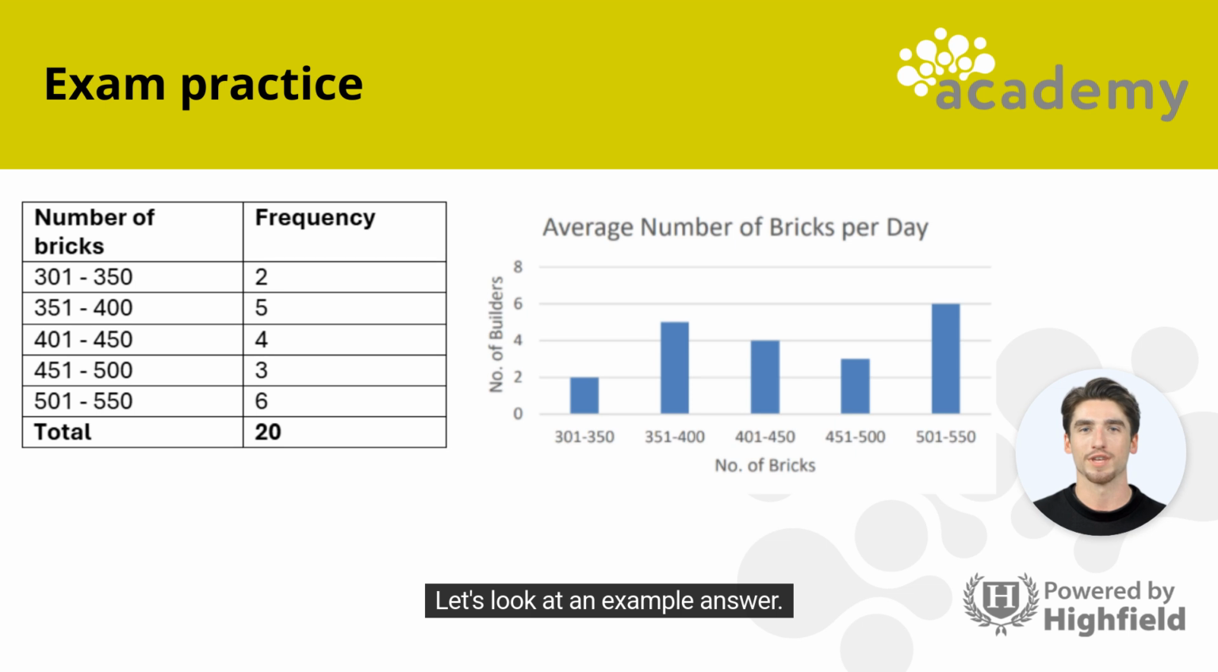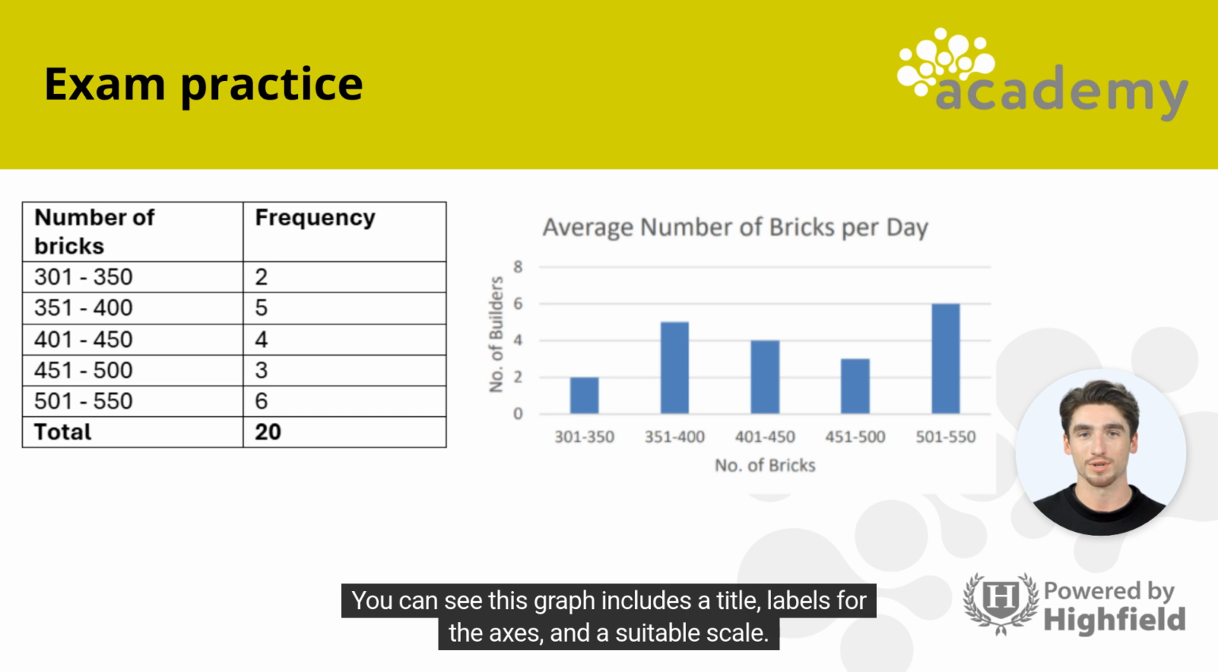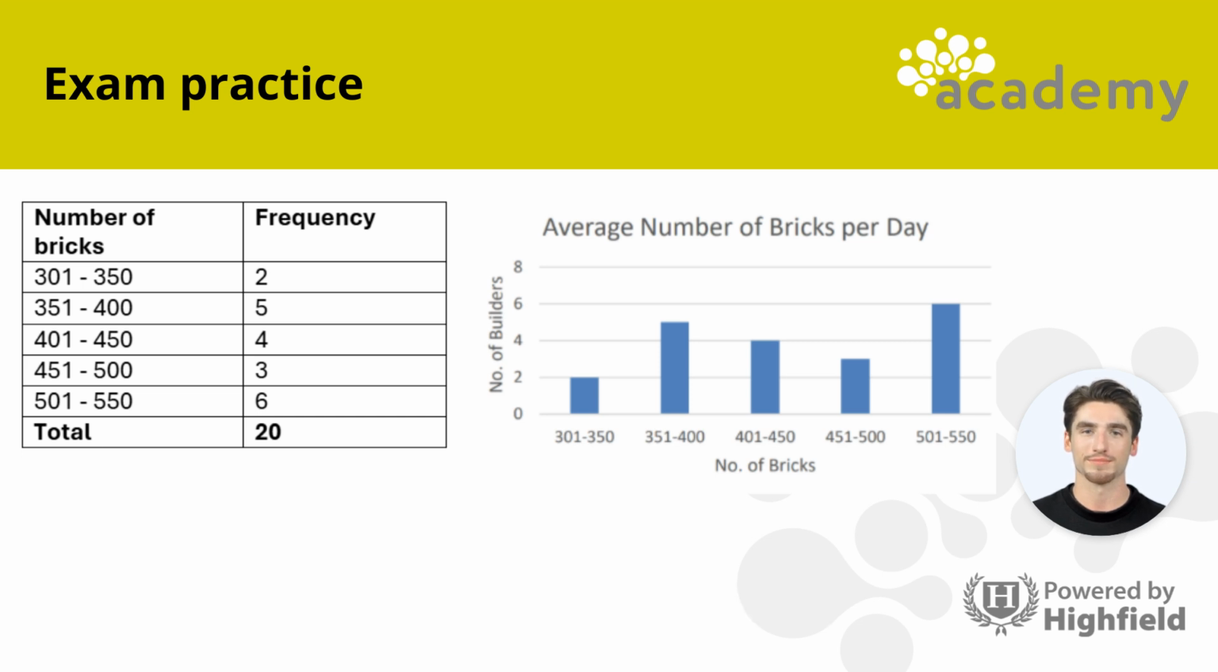Let's look at an example answer. A bar chart is the most appropriate way to show this discrete data. You can see this graph includes a title, labels for the axes, and a suitable scale. The data has all been plotted correctly.